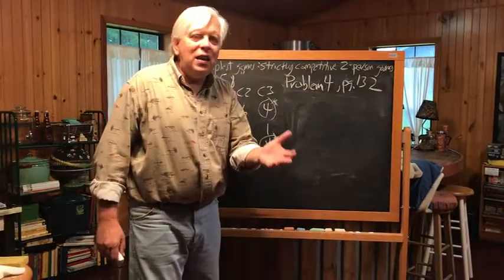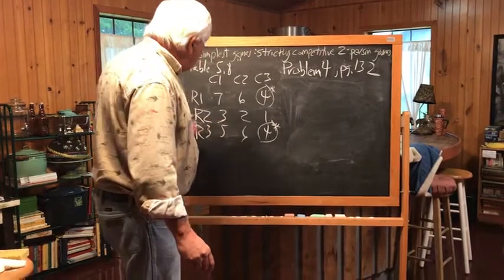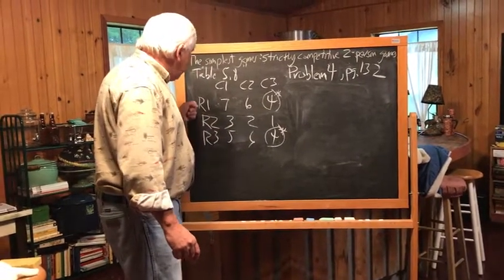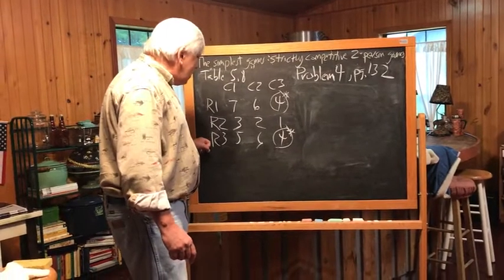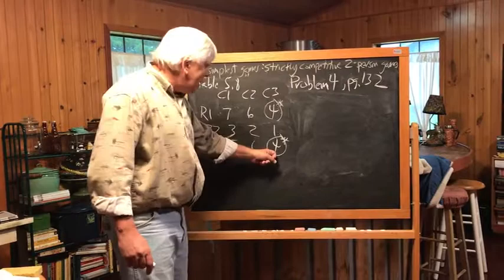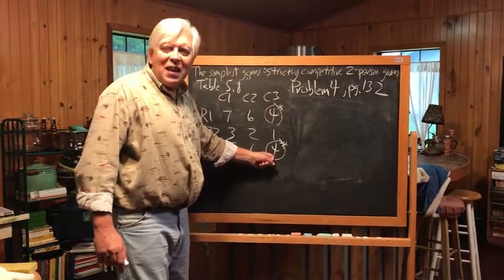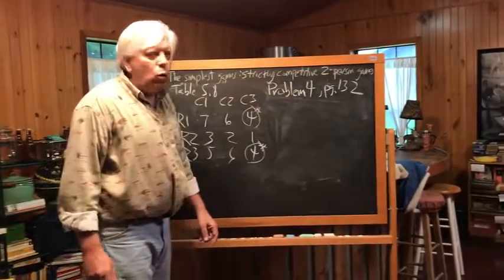Okay, so we've seen how a game table can have a row that's weakly dominated by another, as R1 weakly dominates R3 in table 5.8, and yet R3 can still contain a point that's in Nash equilibrium. Now let's look at problem 4 on page 132.